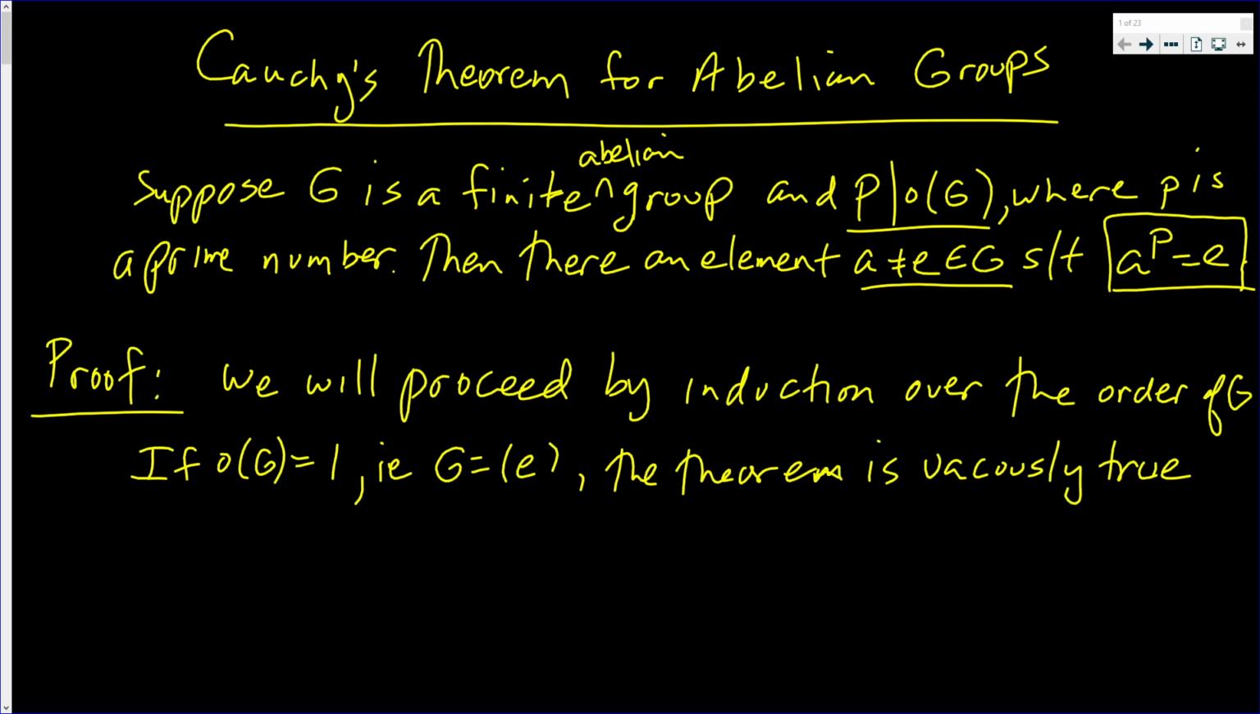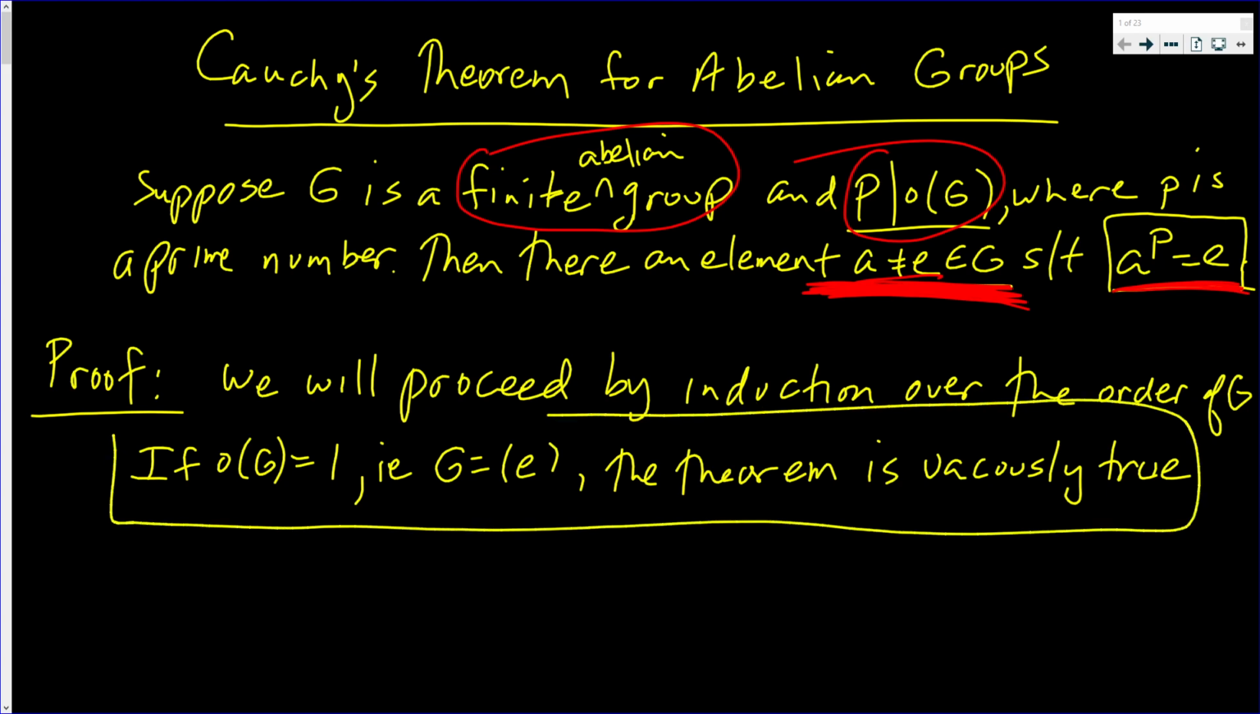What does this mean? For you to show me that I have a finite abelian group and p does divide the order of the group, for you to show me that this theorem is wrong, you need to convince me that, for no matter what non-identity element in G, a to the p is never e. Well, you can't find any a's in G that satisfy that. So the theorem is said to be vacuously true. So we got it. We have our base case.